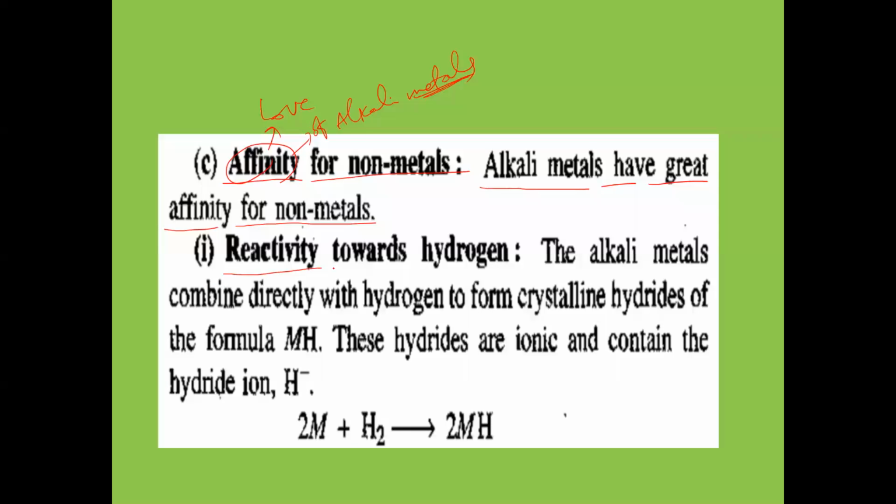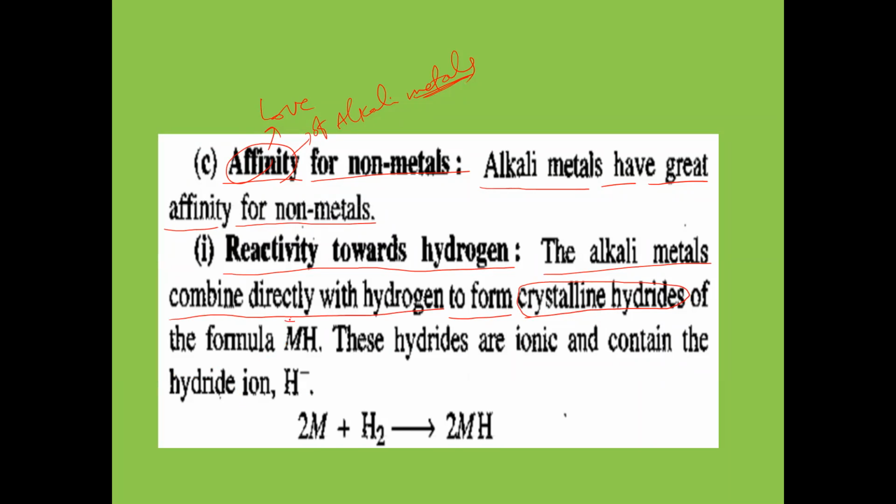Now, the reactivity towards hydrogen. The alkali metals combine directly with hydrogen. There is no need to heat. Directly they combine with hydrogen to form crystalline hydrides. Crystalline means crystal solids. In the form of crystal solids, the hydrides of alkali metals are produced. We have the formula MH.